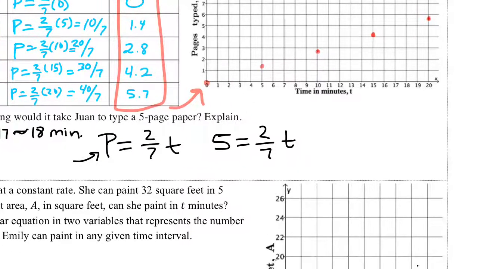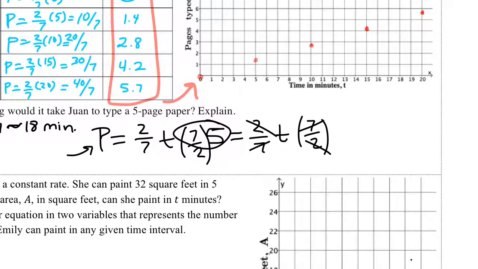So here, I can multiply by the reciprocal. Hopefully we're getting used to doing that now. Something in our toolbox we need to have. So multiplying both sides by 7 over 2. Cancel, cancel, cancel, cancel. Okay, this gives me 35 over 2. So I have 35 over 2 equals t.